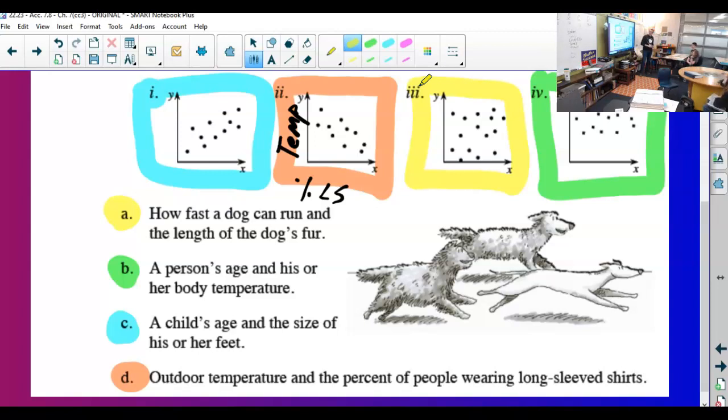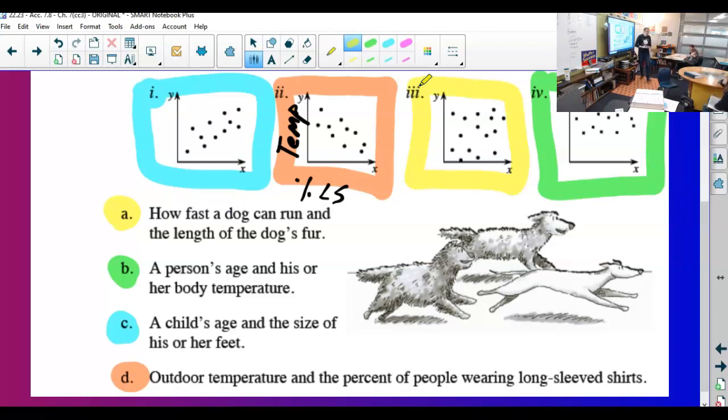But I feel like that's probably right, because some dogs are real slow, even if they have short hair versus long hair. And we have to label our axes, right? We have to know which axis is which. But yeah, I feel like that's probably right.